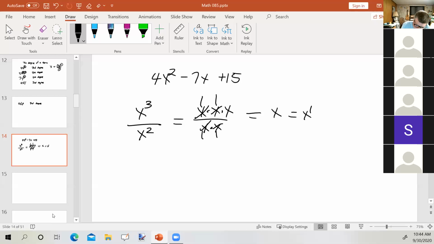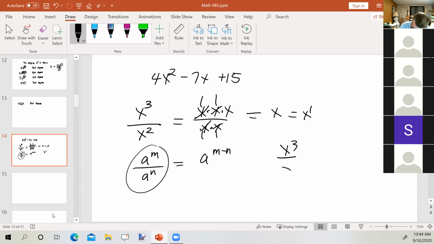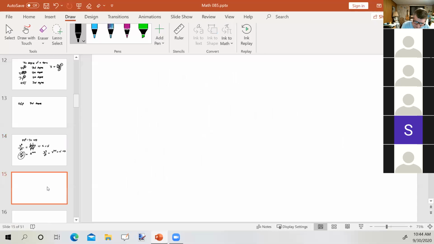There's a general rule that says when you're dividing 2 powers with the same base, so the bases in the numerator and the denominator are the same, you subtract the bottom exponent from the top exponent and attach it to the common base. So applying that rule to this situation, this would be x to the 3 minus 2 power, or x to the 1 power, which we can just write as x. Okay, let's look at a couple more examples of that.